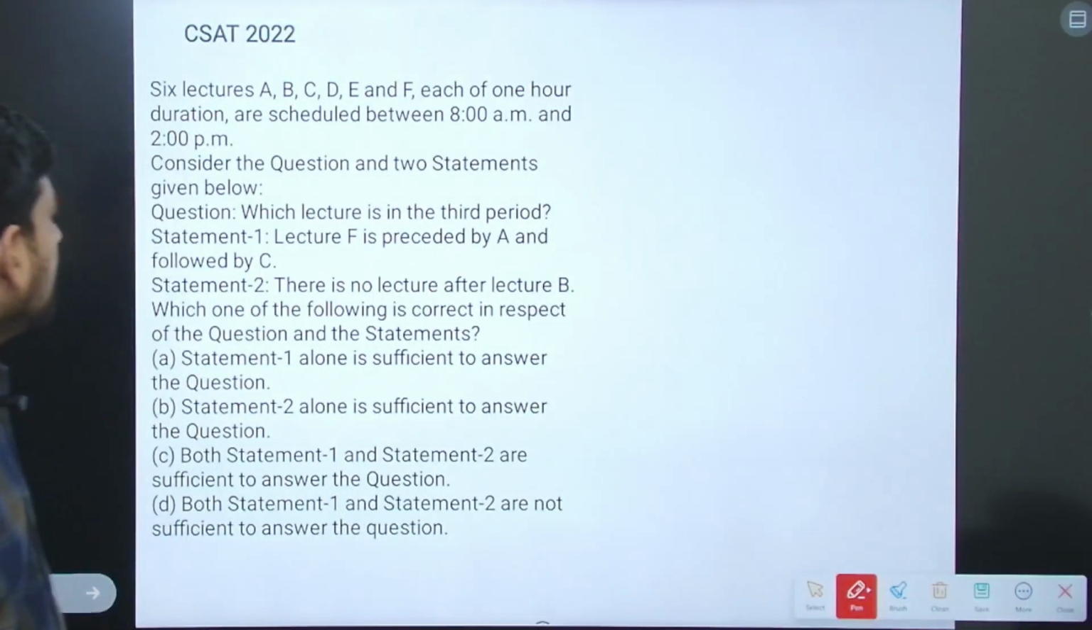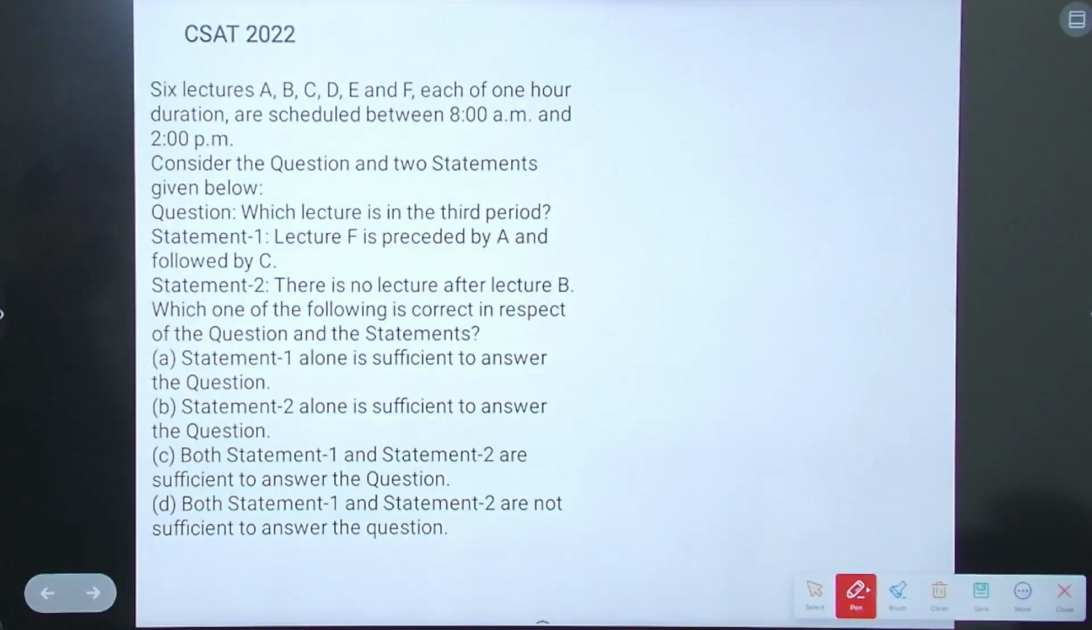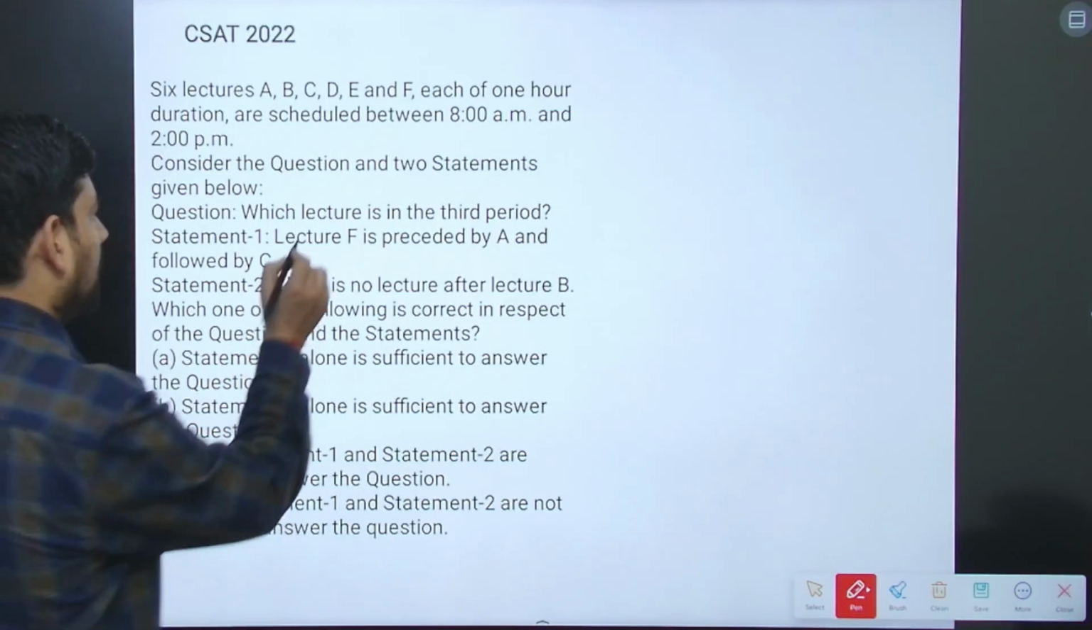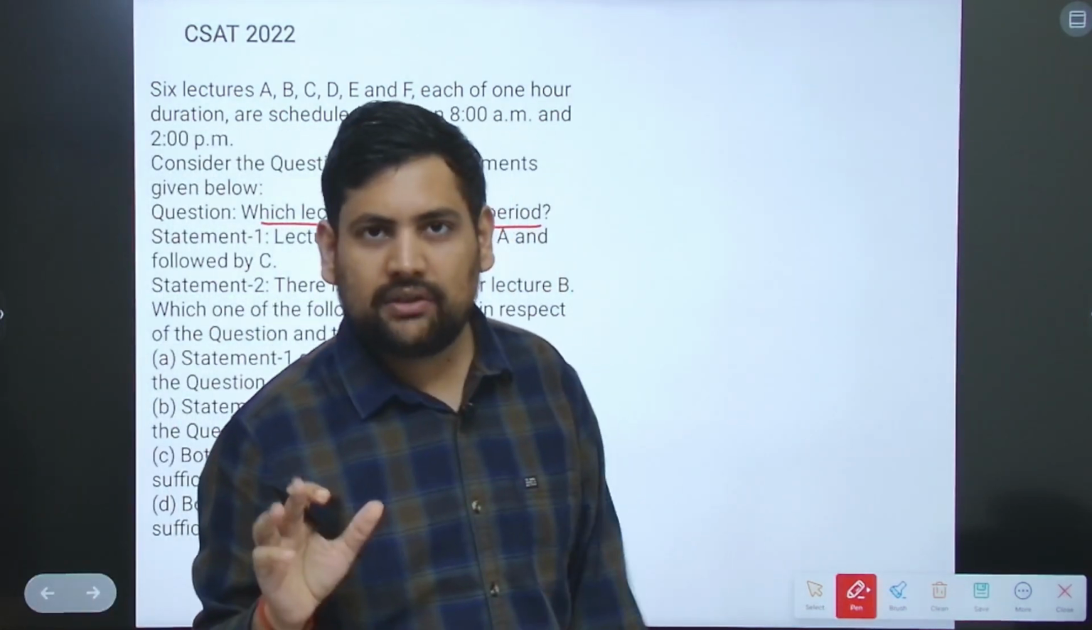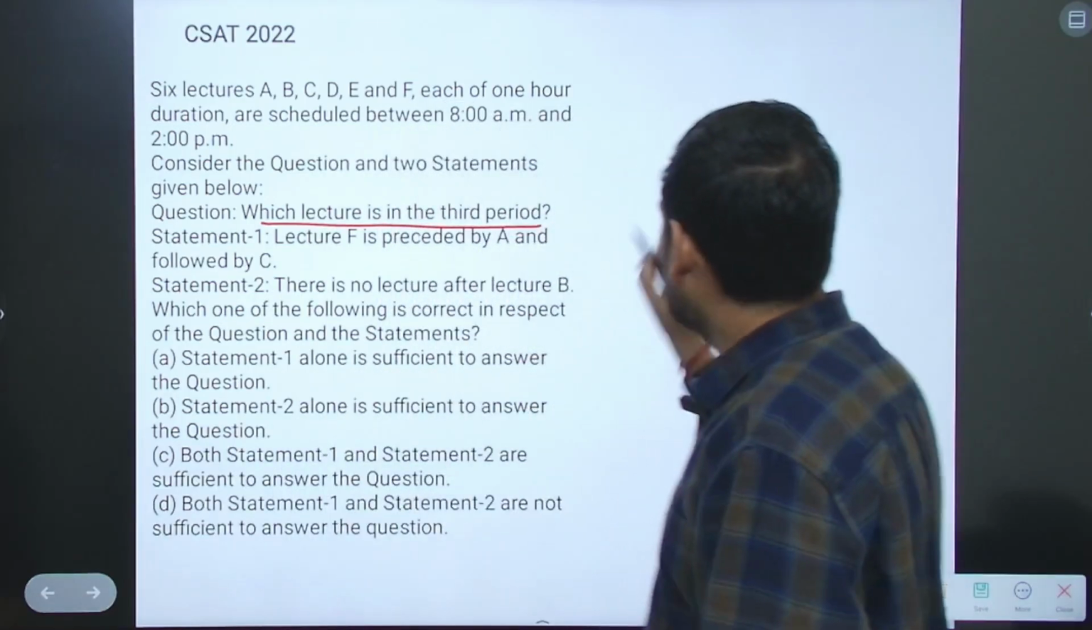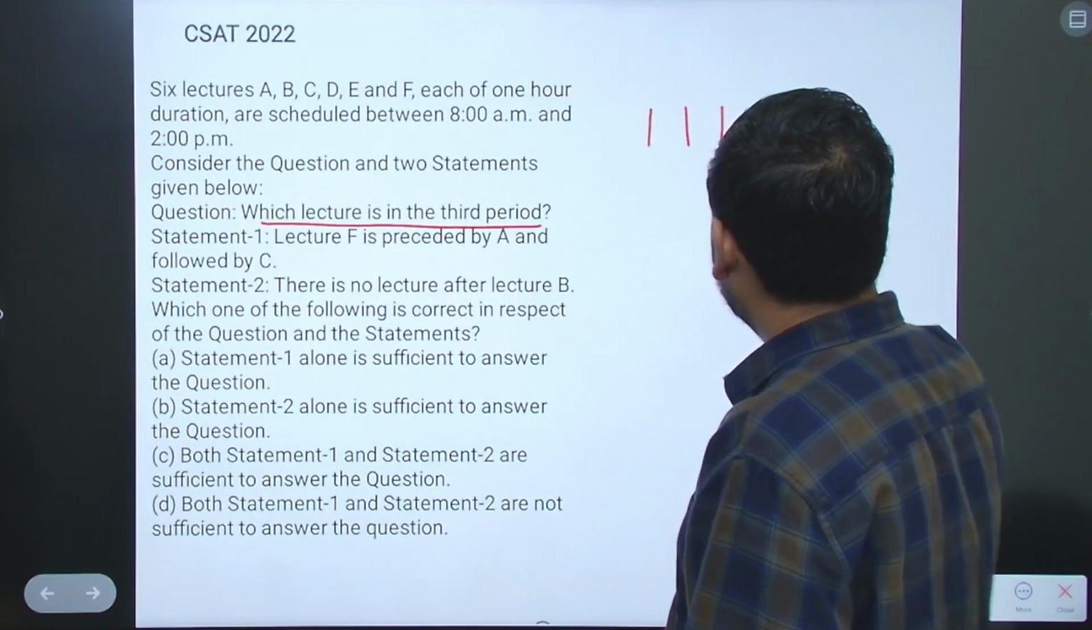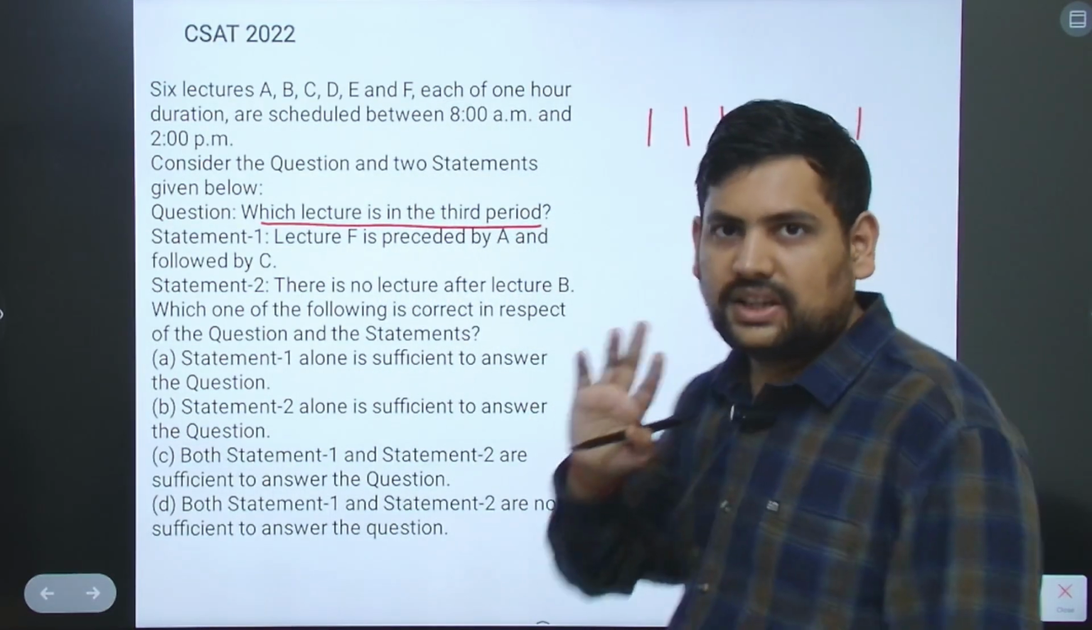Yeah, so it says 6 lectures A, B, C, D, E, F, each of 1 hour duration, are scheduled between 8 a.m. and 2 p.m. Consider the question and 2 statements. Which lecture is the third period? So how many periods do we have? We have 6 periods. So I have 1, 2, 3, 4, 5, 6. I have 6 periods like this.